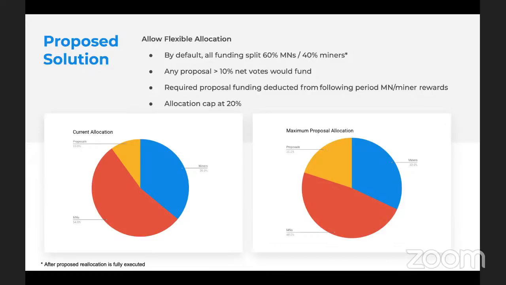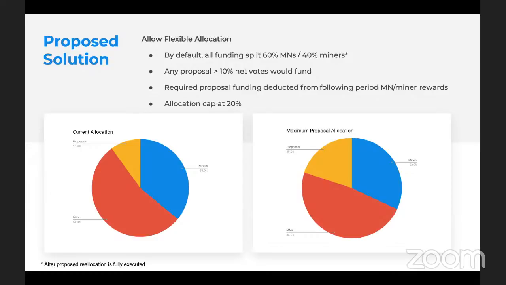The last thing I would point out is that this, for the first time, creates a healthy dynamic in which masternodes are not incentivized to view the proposal system as free money. A proposal would have to deliver value to the network that exceeds its cost in order for it to be worthwhile for a masternode to approve that proposal.